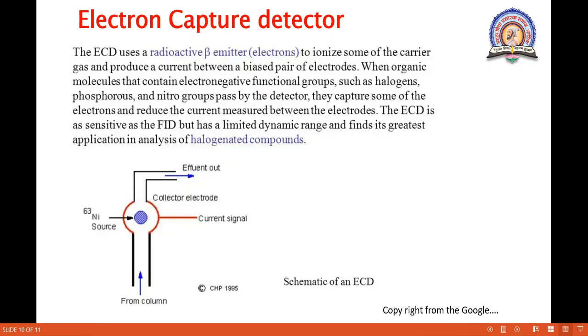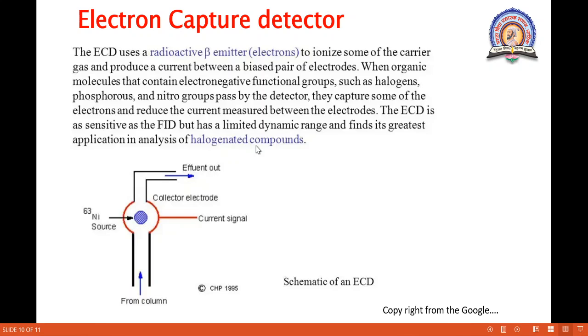When organic molecules that contain electronegative functional groups such as halogen, phosphorus and nitrogen pass by the detector, they capture some of the electrons and reduce the current measured between the electrodes. The ECD is as sensitive as the FID but has a limited dynamic range and finds its greatest application in the analysis of halogenated compounds.